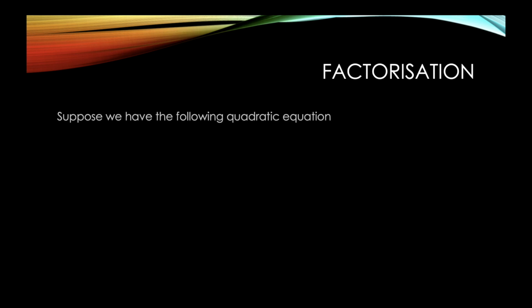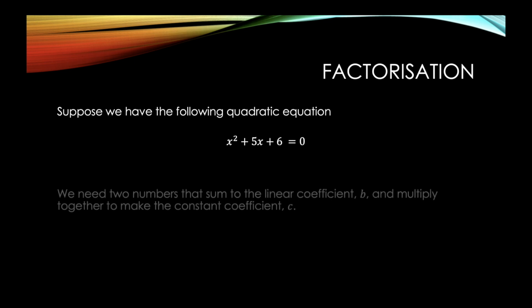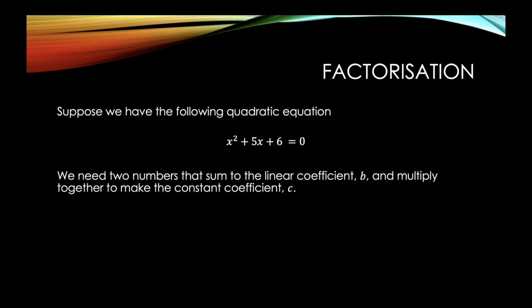Suppose you are flipping through a textbook and you come across a problem which presents to you this quadratic equation of x squared plus 5x plus 6 is equal to 0, and the question asks you to factorize this particular equation. To do this, we first need to find two numbers that sum to the linear coefficient b. In this case, it's positive 5, and the product of these two numbers is equal to the constant coefficient c, and in this example it's positive 6.